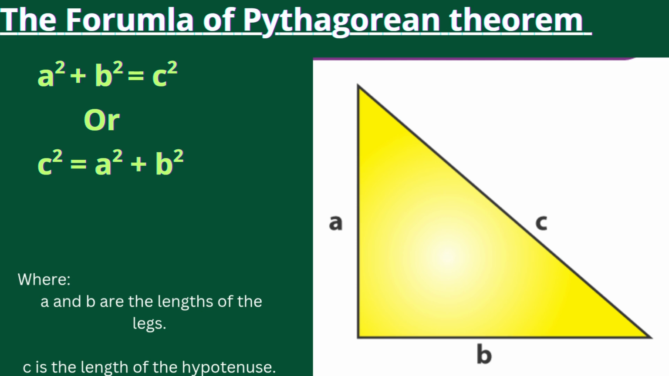Where a and b are the lengths of the legs, and c is the length of the hypotenuse. You can also say, the square of the hypotenuse is equal to the sum of the squares of the two legs.